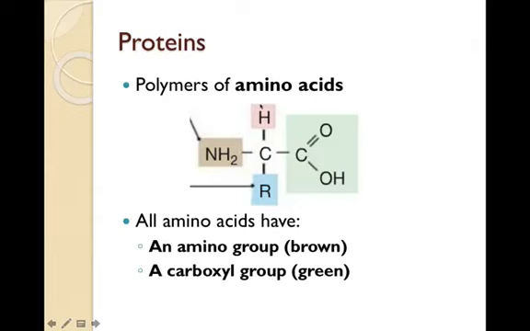Every amino acid has a hydrogen bound to the central carbon, and this R group is the one that varies between amino acids. Some amino acids are very simple and might just have a single hydrogen attached. Some might have another carbon attached. Some have a ring structure attached. But this R group is what changes between the various amino acids within proteins.